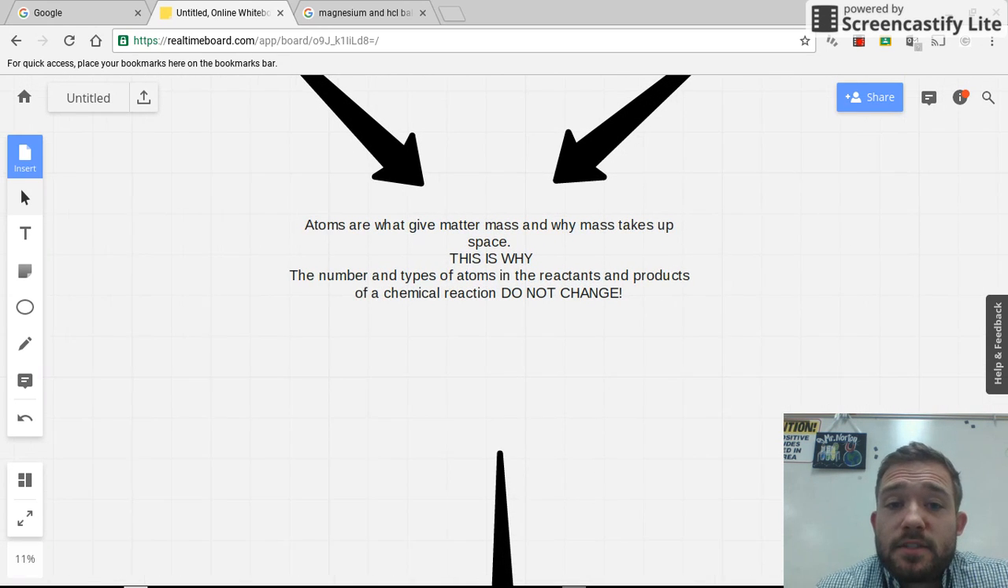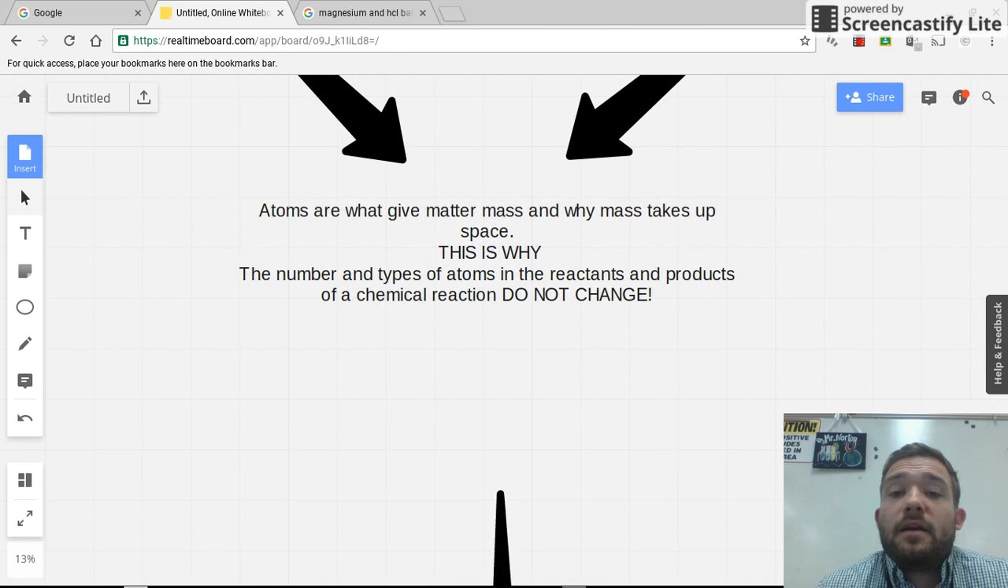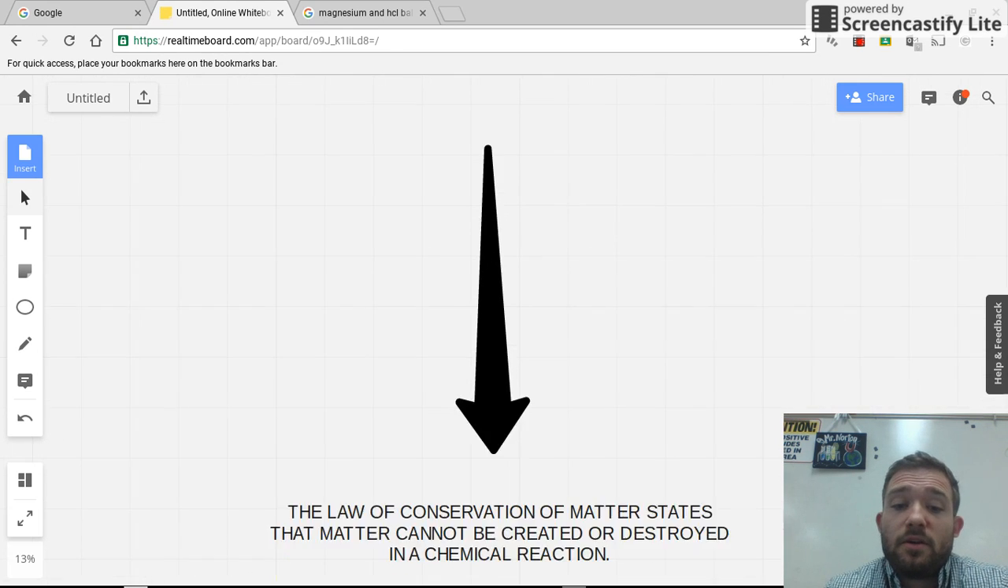Again, atoms are what give matter mass and why matter takes up space. This is why the number and types of atoms in the reactants and products of a chemical reaction do not change. We cannot create or destroy matter, aka atoms. Let's keep going.